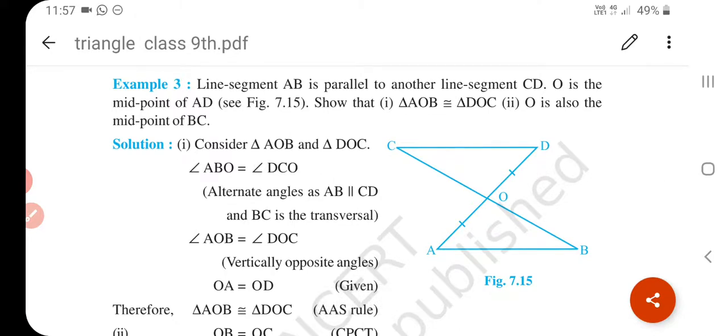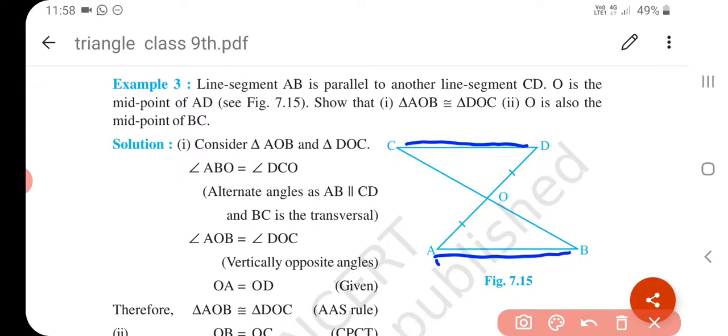So this is your third example. Let's see the third example. Line segment AB is parallel to another line segment CD. AB is parallel to CD. See here, this line is parallel to this. Okay, O is the midpoint. It's given O is the midpoint of AD, meaning OA is equal to OD. It's given. Show that triangle AOB is congruent to triangle DOC. Second, O is also the midpoint of BC. So consider AOB and DOC.